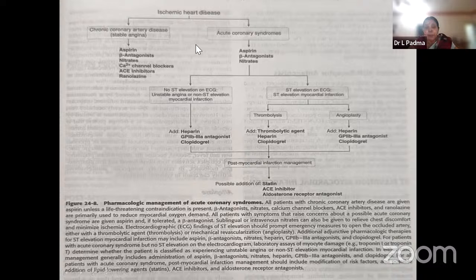In acute, we are more bothered about this than this. Here, you start with nitrates actually, but aspirin, beta 1 antagonist, as I told you. But in addition, you should add clopidogrel as well as atorvastatin. Then you differentiate between ST elevation and non-ST elevation. So in ST elevation, direct thrombolysis.